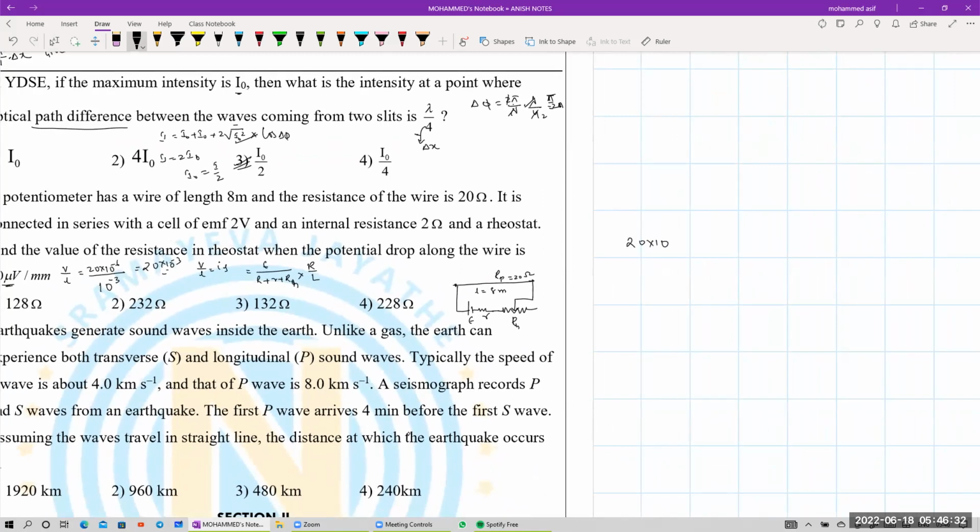20 into 10 power -3 is equal to EMF, which is 2 volts, divided by, resistance of the wire is 20, and internal resistance is 2. 20 plus 2 is 22, plus the resistance of the rheostat. Then into capital R, which is 20 ohms, and the length of the wire is 8. So 20 into 10 power -3 is equal to 40 divided by 22 plus RH, into 8.